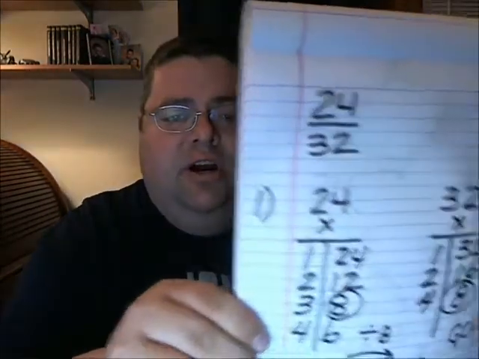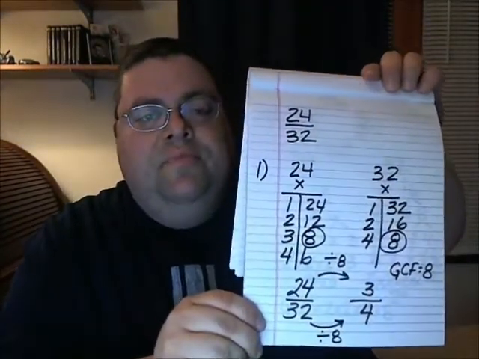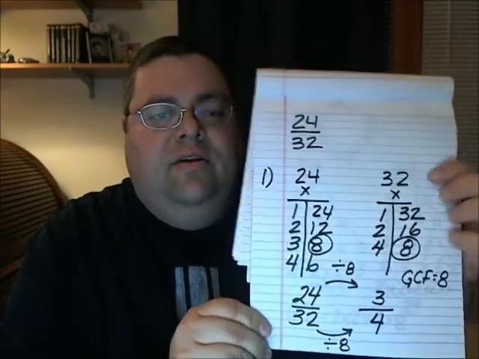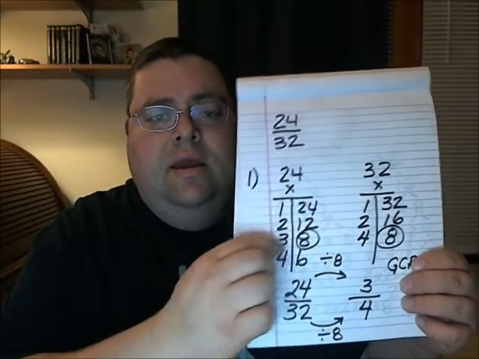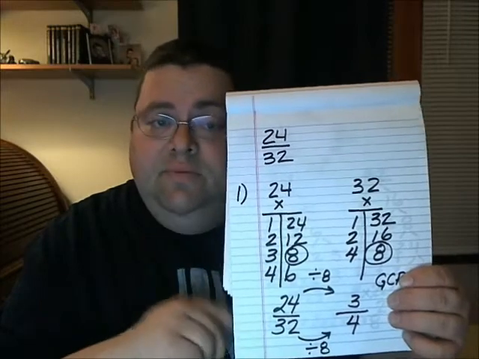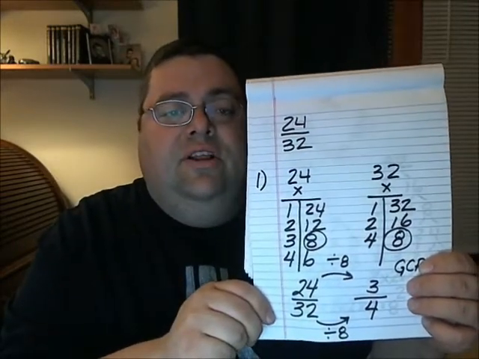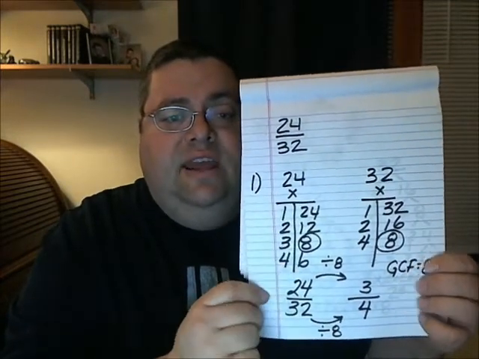With the T-chart, again, I'm taking 24 and I'm finding all of the factors of 24. Taking 32, I'm listing all the factors. Remember, keep them organized. I'm just going to keep saying that. And then look for the largest factor they have in common. In this case, that large factor is 8.